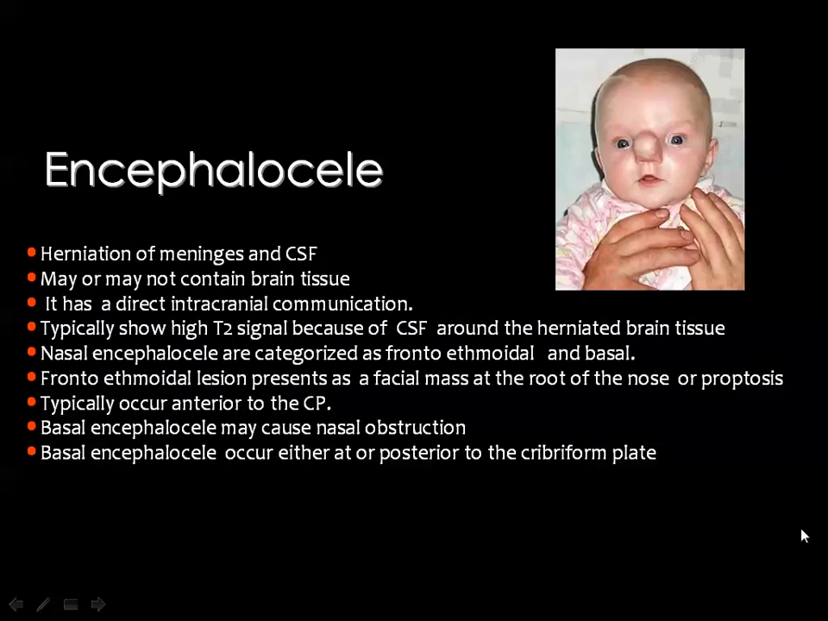Then the first lesion in this part of the skull base is encephalocele, and encephalocele means that there is a herniation of the meninges and CSF, as well as maybe part of the brain tissue, through a defect in the anterior skull base.